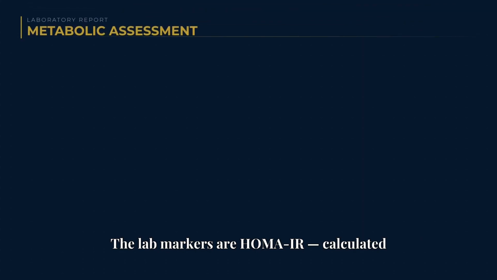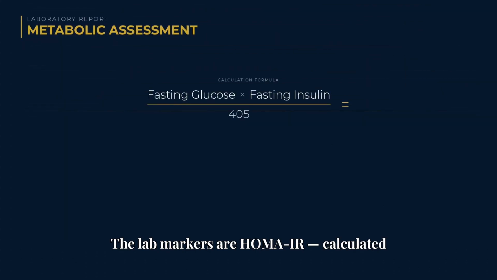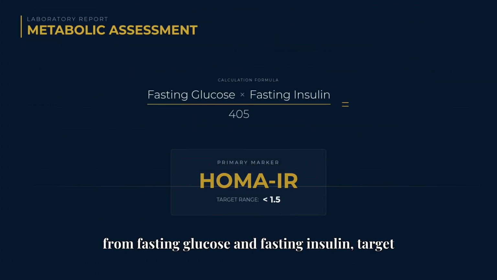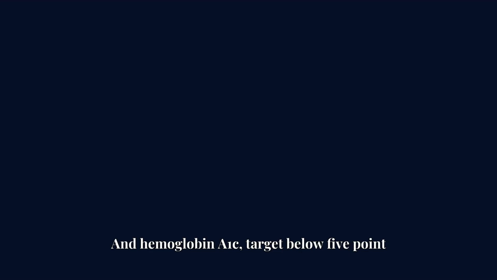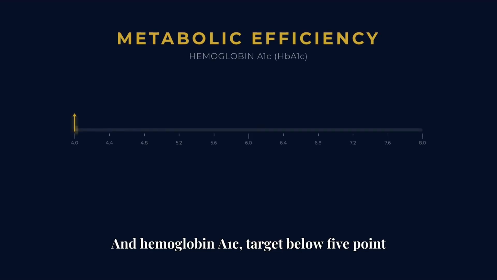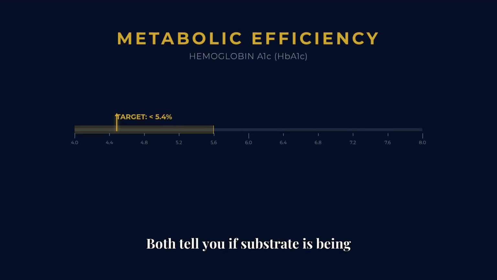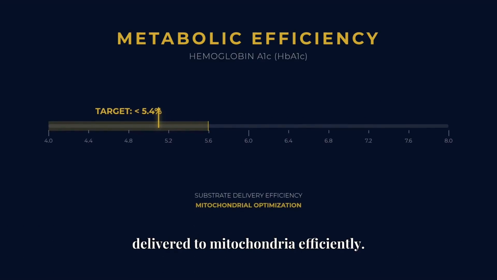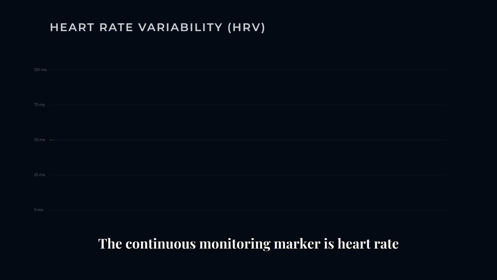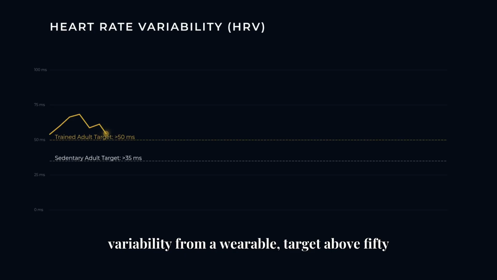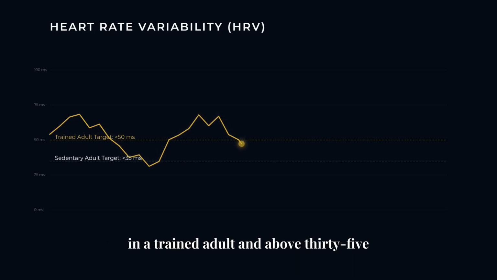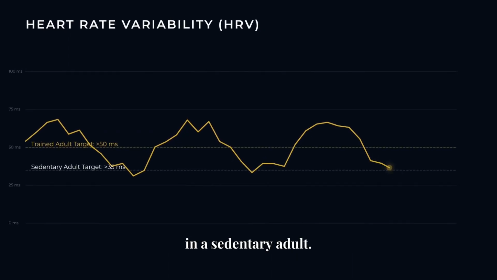The lab markers are HOMA-IR, calculated from fasting glucose and fasting insulin, target below 1.5, and hemoglobin A1C, target below 5.4%. Both tell you if substrate is being delivered to mitochondria efficiently. The continuous monitoring marker is heart rate variability from a wearable, target above 50 in a trained adult and above 35 in a sedentary adult.